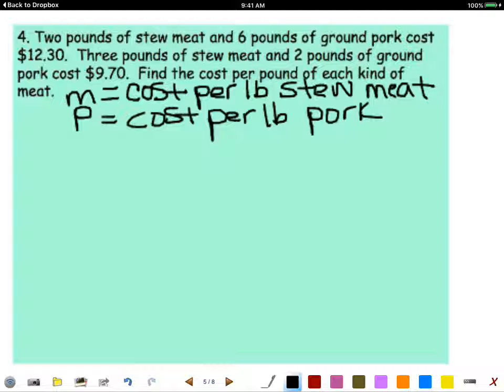All right, so the first sentence. 2 pounds of stew meat. So 2M plus 6 pounds of ground pork, 6P, costs $12.30, equals 12.30. Boom. Equation 1 is done. See how that goes? Okay, try the second one.